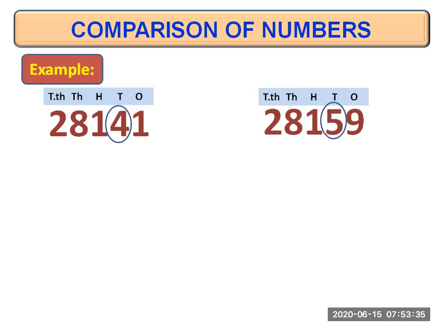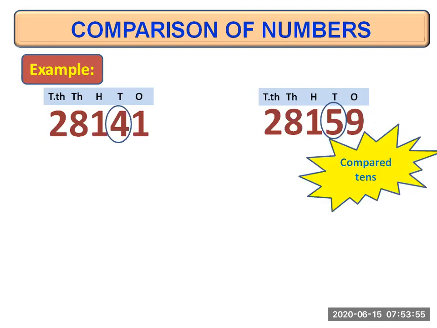Now we can see we have a difference here. The first number has 4 at the tens place, whereas the second number has 5 at the tens place. Which one is greater? Yes, the second number is greater. Therefore, after comparing tens place values, we come to know that the second number is greater.